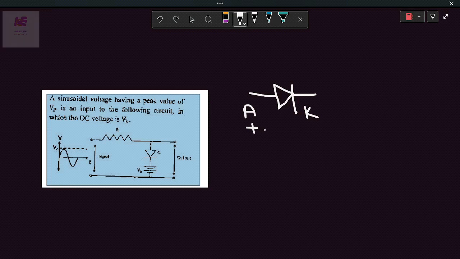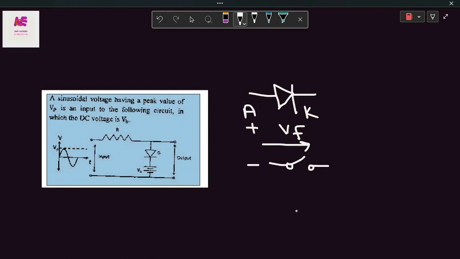If the input voltage is positive and above the forward voltage drop, say Vf, then the diode will be in on state, starting conduction. And if the voltage at anode is negative, the diode will be in off state and there is no conduction of current. So these are the basics: forward biasing of diode and reverse biasing of diode.